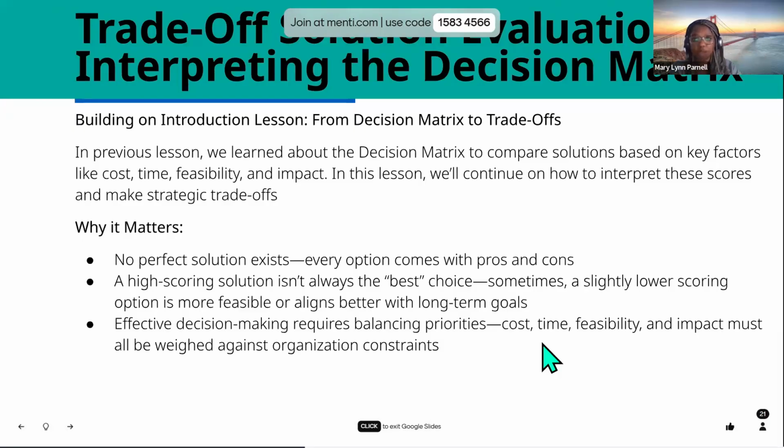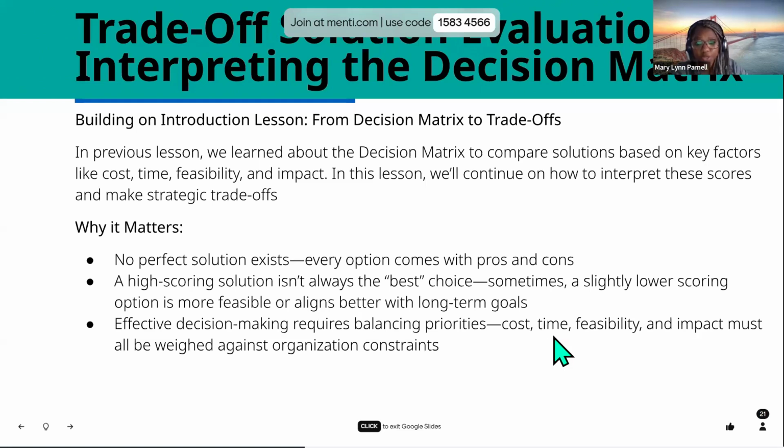Trade-off is when you choose one decision versus another. Just a reminder that we learned about the decision matrix to compare solutions based on key factors like cost, time, feasibility, and impact. So what we're going to do is continue with how to interpret these scores to make strategic trade-offs. Now, remember, no perfect solution exists. Every option comes with pros and cons.